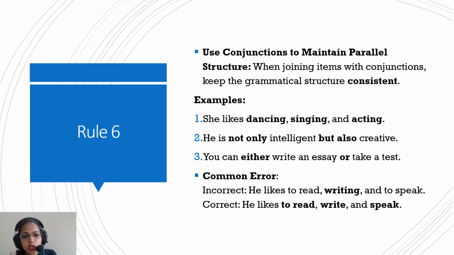Rule 6, use conjunctions to maintain parallel structure. Again, we've done this before. She likes dancing, singing, acting, all are gerunds. So it's making sense. He's not only intelligent but also creative. So with not only but also, we follow it in a consistent manner in between. You can either write an essay or take a test.